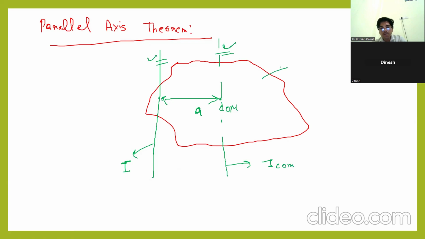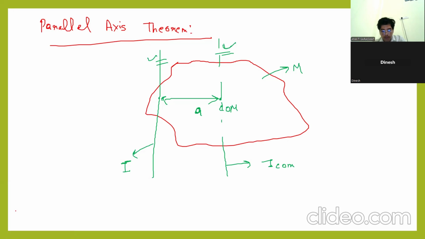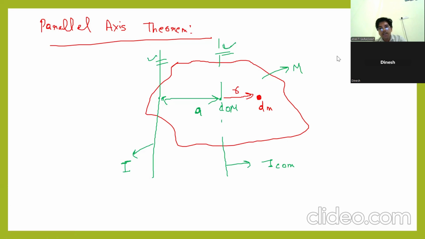And M is the mass of this body. Even if you take a point mass, which is at a distance R. Clear? Then if I ask what is the moment of inertia of this point mass about the center of mass, you will write like this. Clear?